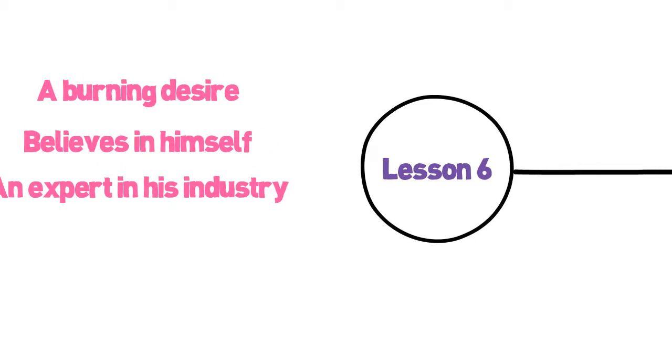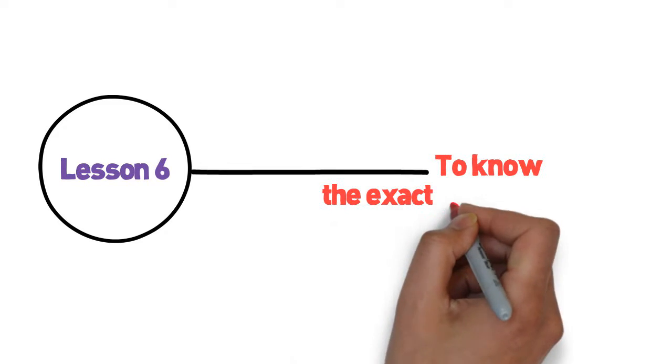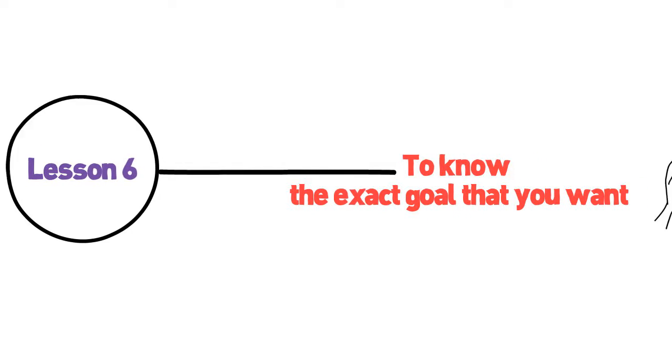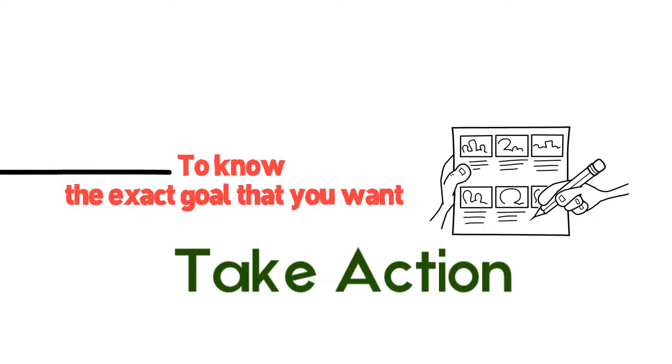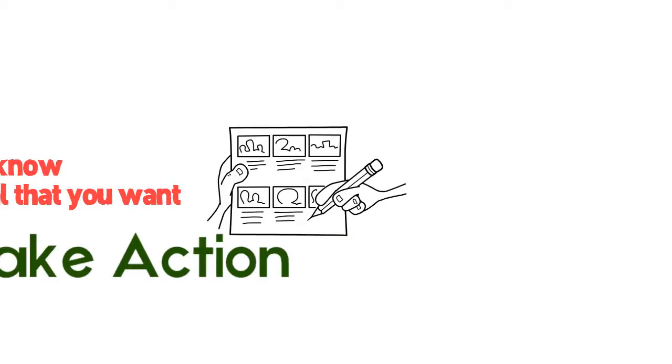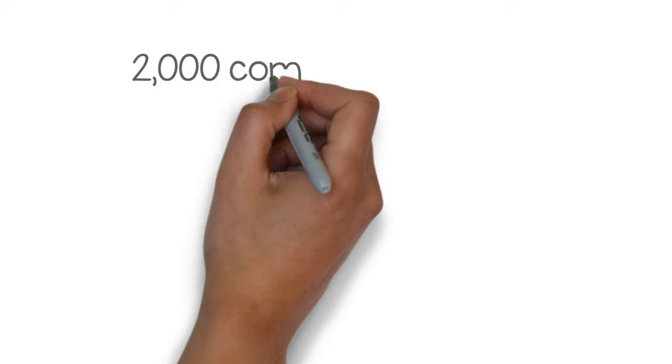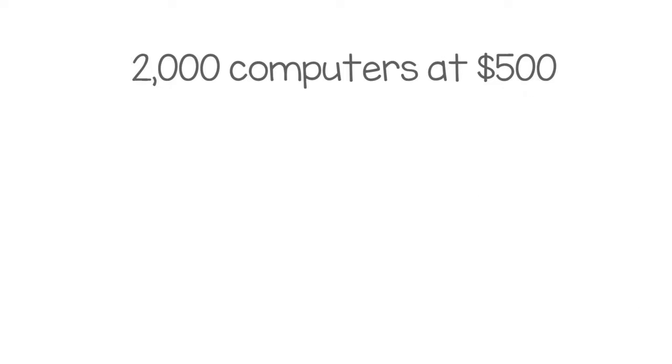Now that Jake has a burning desire, believes in himself, and is an expert in his industry with a business idea, his next step is to apply Lesson 6. This is to know the exact goal that you want, create a plan to get there, and most importantly, take action. Applying these principles, Jake knew he had to sell 2,000 computers at $500 each to make his first million.